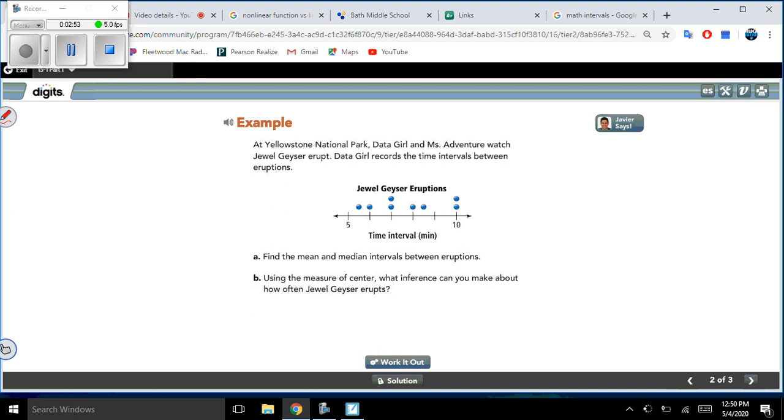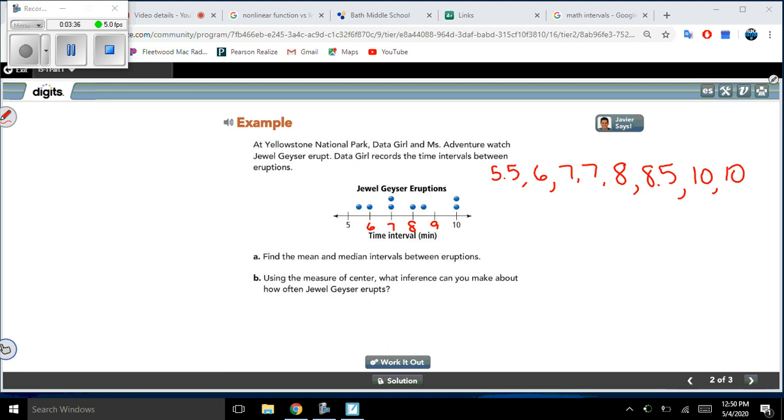It says here, as you can read, we're at Yellowstone National Park, and in this particular case, you have to find the mean and the median of the intervals between the eruptions. So the first thing we have to do is identify the dot plot. The nice thing about a dot plot is that if you just go left to right, we're at 5.5, we're at 6, we have 2 numbers at 7, and you have to put both of those down. We have a number at 8, a dot at 8.5, and 2 dots at 10.